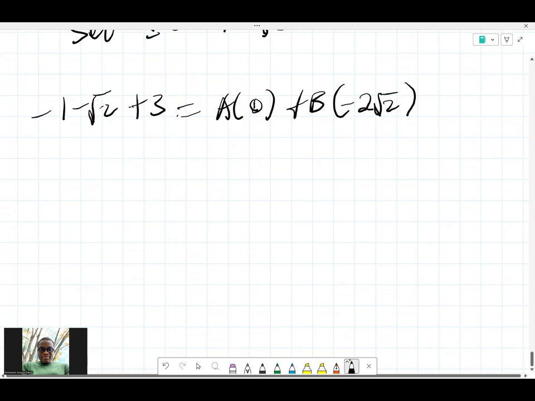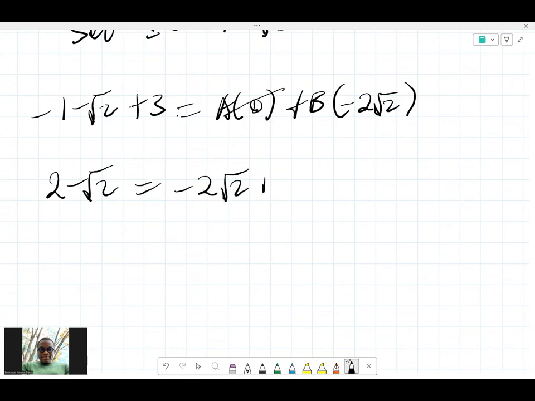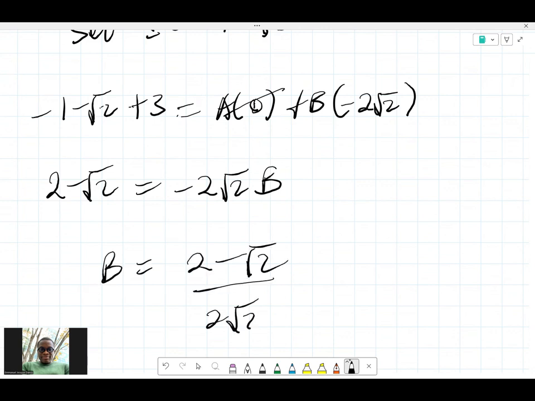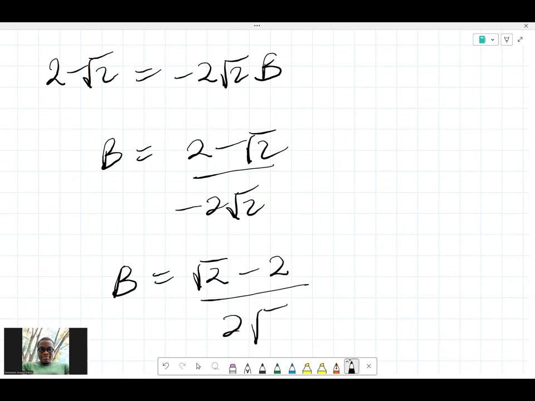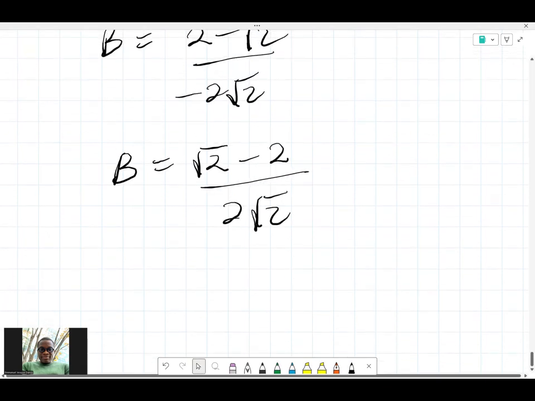That's how that works. So here now, 3 minus 1 is 2 minus root 2 equals, this is gone, then minus 2 root 2 b. So b will be 2 minus root 2 all over minus 2 root 2. So that can easily be the same as root 2 minus 2 over 2 root 2 because of the minus. So we can rationalize also.